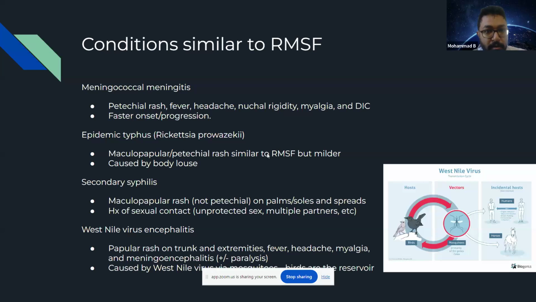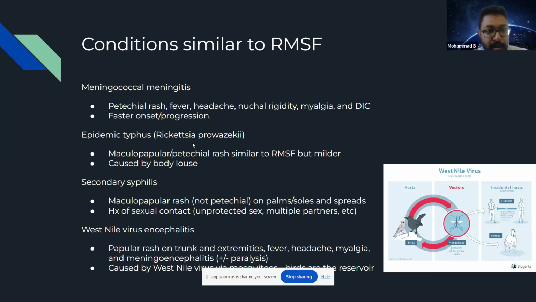Okay, and there are differential diagnoses to RMSF because it shares a lot of symptoms with other diseases. For example, meningococcal meningitis. This condition also presents with petechial rash, fever, headache, nuchal rigidity, and so on. And this disease progresses much faster than RMSF.